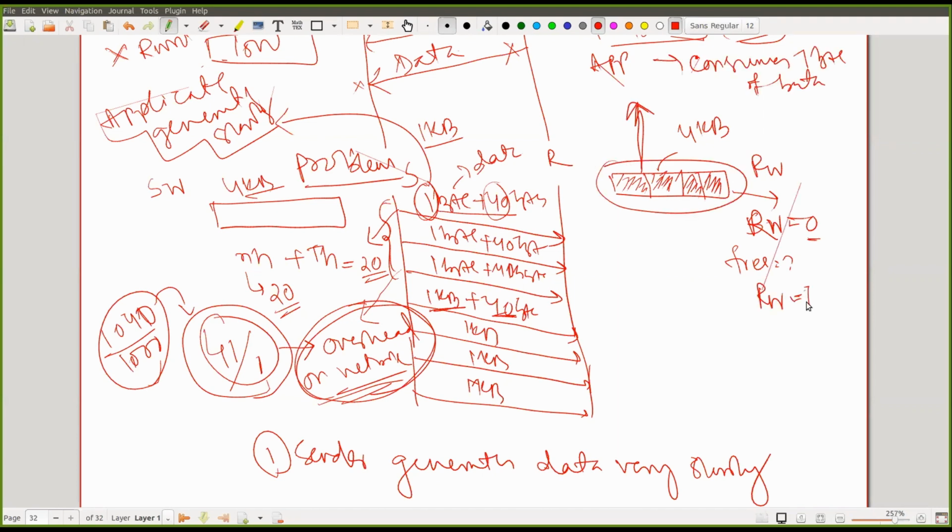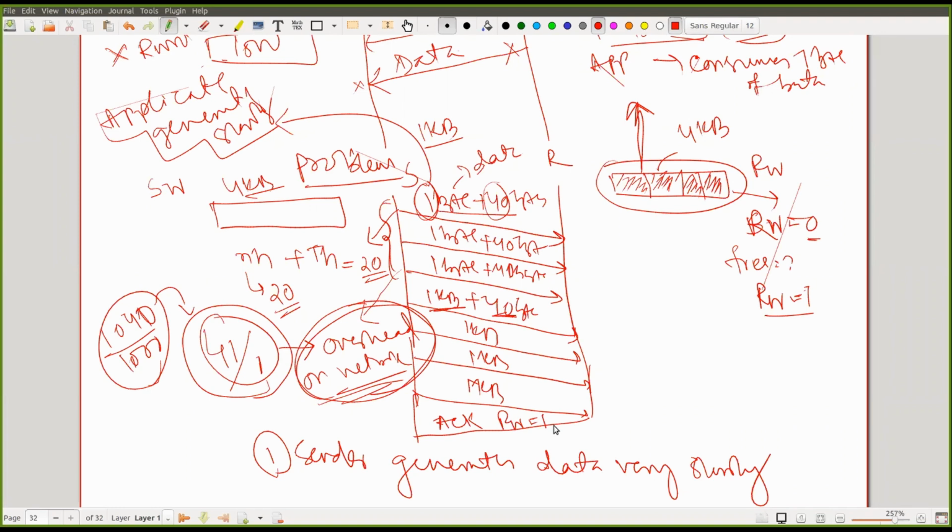1 byte. Because 1 byte of memory is free, whenever 1 byte of data is consumed by the application layer, that memory space in the buffer becomes free. As a result, my receive window becomes 1 byte. So when my receive window becomes 1 byte, let's say it advertises the ACK with a receive window size of 1.